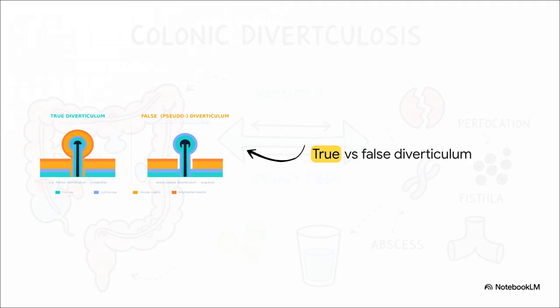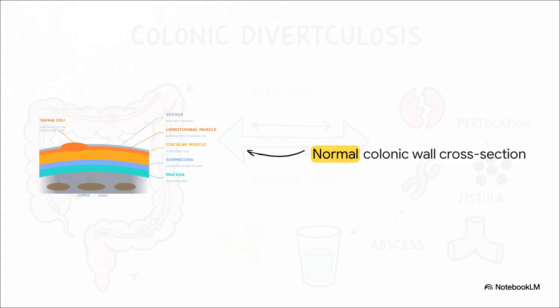This is a stark contrast to a true diverticulum, like a congenital Meckel's, which carries every single layer of the bowel wall with it. In these colonic false diverticula, there is absolutely zero muscle on the wall of the pouch itself. If we build the normal colonic wall from the lumen outward, we have the mucosa, the submucosa carrying the blood vessels, the circular muscle forming a complete ring, and then the outer longitudinal muscle. Notice how that outer longitudinal coat isn't one continuous sheet. It's actually gathered into 3 distinct thickened bands called the tinea coli, covered finally by the serosa.